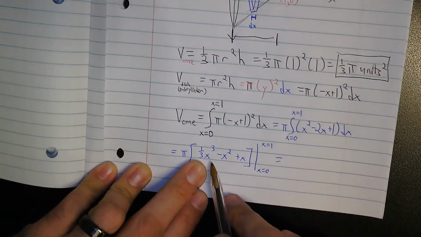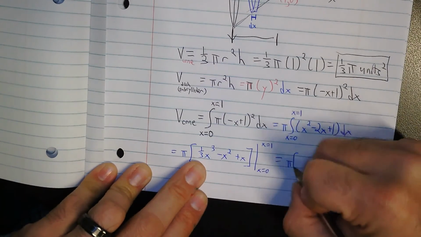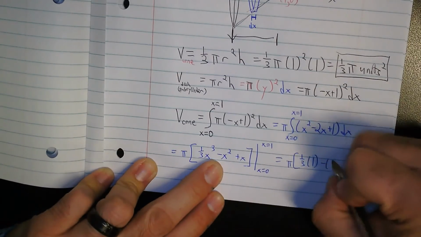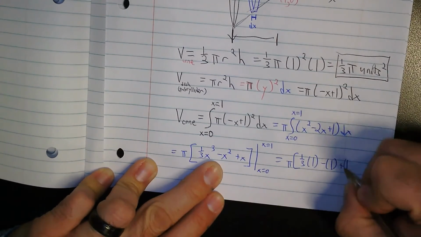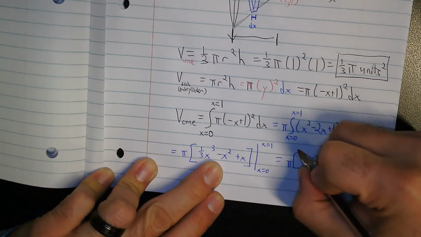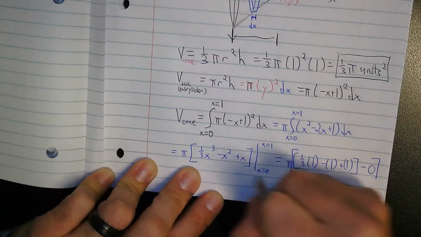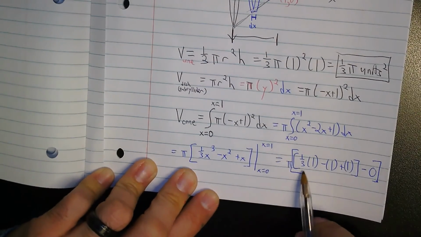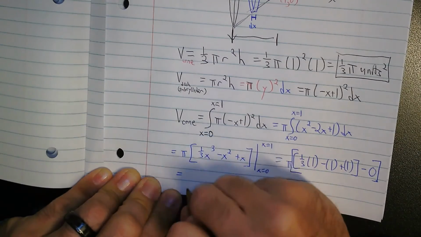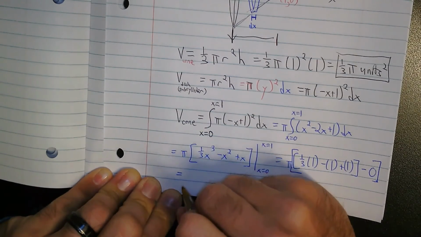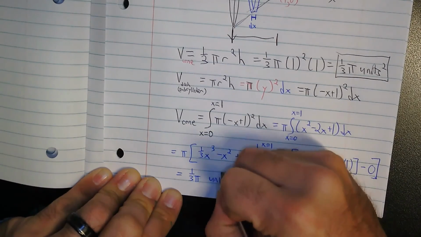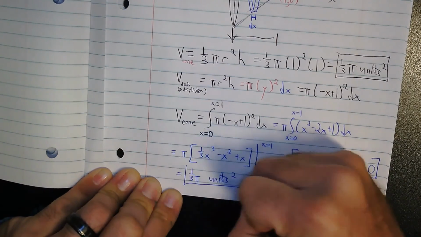So if I plug in 1 here, I'm going to get pi times 1/3 times 1 minus 1 plus 1 minus 0. Right, because I plug in 0 here, this all becomes 0. So that's just 1/3 times pi, which means you get the same answer we got here, 1/3 pi units squared.